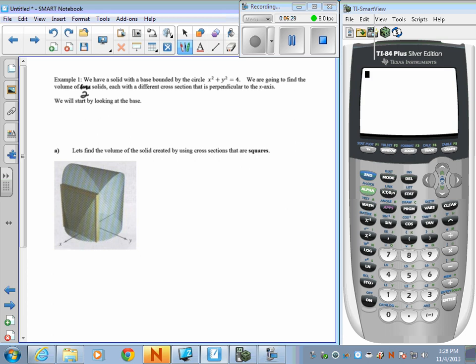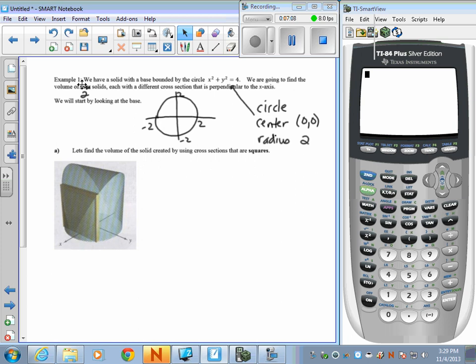So let's look at our base. So the base is actually the circle. So let's go ahead and sketch that. This is a circle. We know that by looking at the equation. We should know that the center of the circle is at 0, 0, and we should know the radius of the circle is 2. So I know I'm going to have a circle centered at 0, 0. I'm going to go from -2 to +2 on both axes. So here's my base.